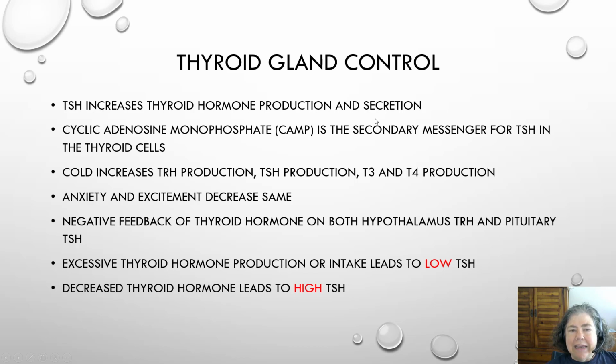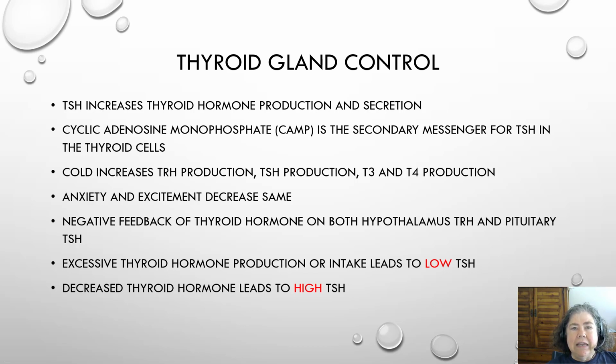There is a secondary messenger for the activity of TSH in the thyroid cells. So TSH binds to TSH receptors, which trigger the activity of cyclic adenosine monophosphate, which acts as a secondary messenger.